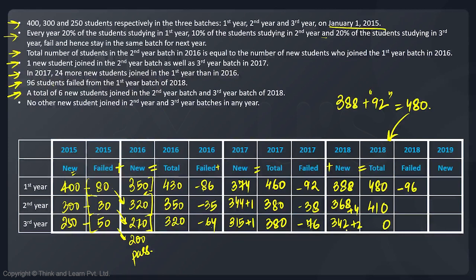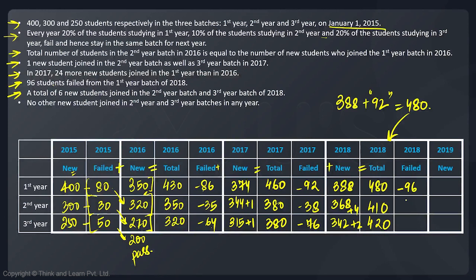And 76 plus 4, 80. 80 plus 340 is going to be 420. Why do we need values in zeros? Because so that we can calculate 10% and 20%, the number of students who have failed.